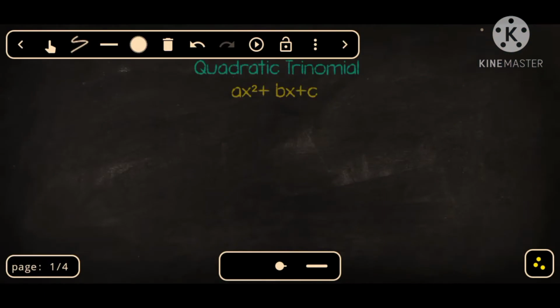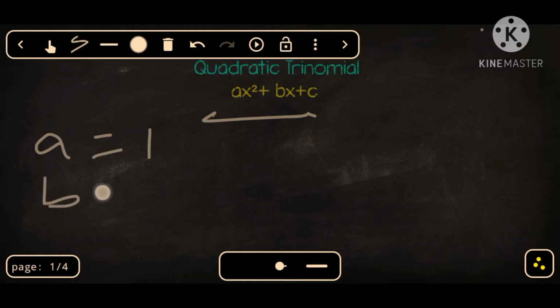Okay, good day everyone. For this video, we'll be discussing one of the techniques in factoring polynomials, which is the quadratic trinomial. A quadratic trinomial follows the form ax squared plus bx plus c, where a is equal to 1 and b and c is any number.